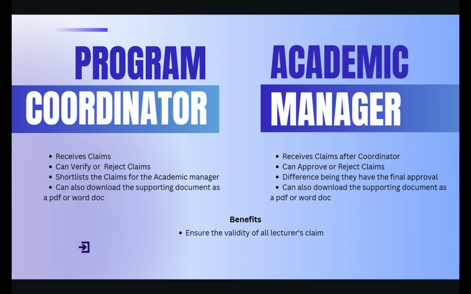And I will explain a little bit more what the academic manager does. So basically, what the coordinator does is they shortlist all the claims so that the academic manager gets a limited list, like a list that's closer to being final, and then they can finalize everything. Then they can also download the supporting documents.